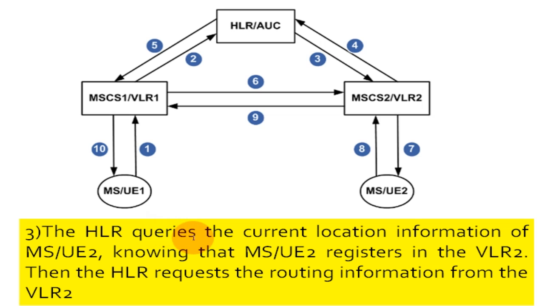So the HLR will query the location information of MS2, knowing that MS2 is registered in VLR2, which is the visitor location register. Then the HLR requests routing information from VLR2. So after checking the visitor location register where MS2 is registered, the HLR is going to now request the routing information from this VLR. So we are going to see that in step 4.